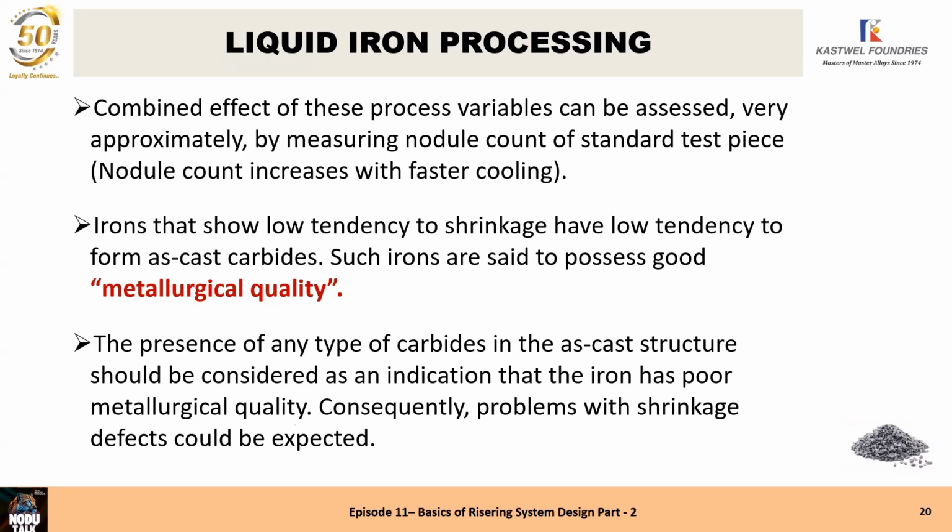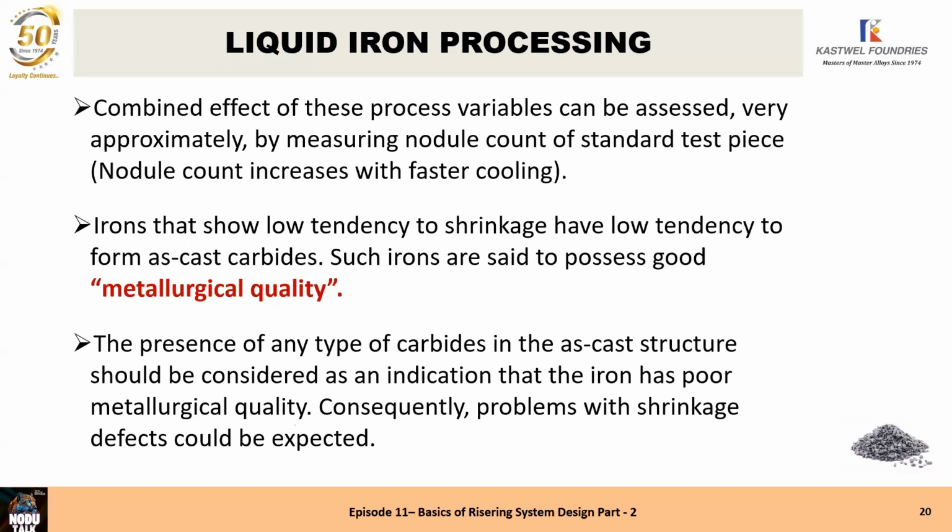We can produce more efficient risers, high yield, if we have the castings made out of metal which is processed to good metallurgical quality. So good metallurgical quality iron preparation is part of the process control to enable increase of the riser yield. The presence of any types of carbides in the ASCA structure should be considered as an indication that the iron has poor metallurgical quality. Subsequently, problems with shrinkage defects can be expected in the cast.